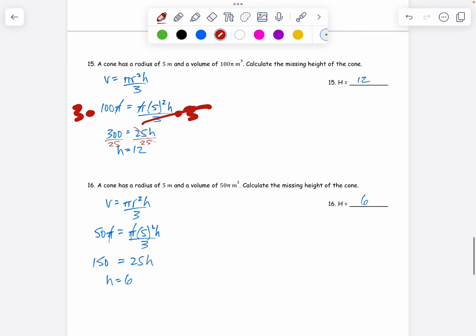Number 16 is the exact same way. I dare you to try it. Make sure you know how to do it for the test. And if you need to put this example on your note card, do it so that you have something to look at tomorrow while you take your test.